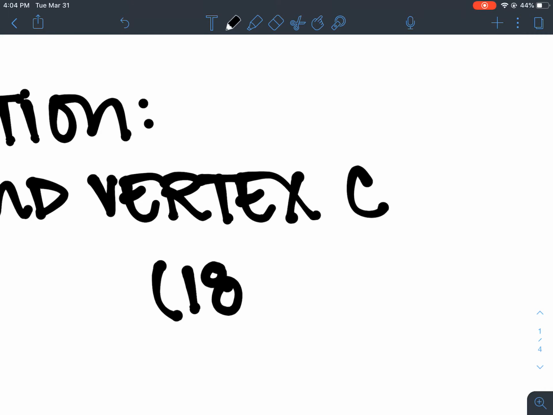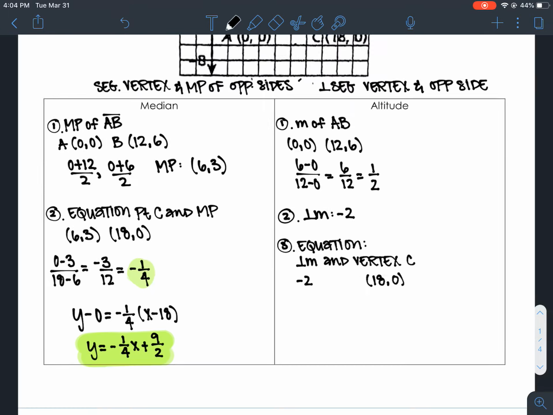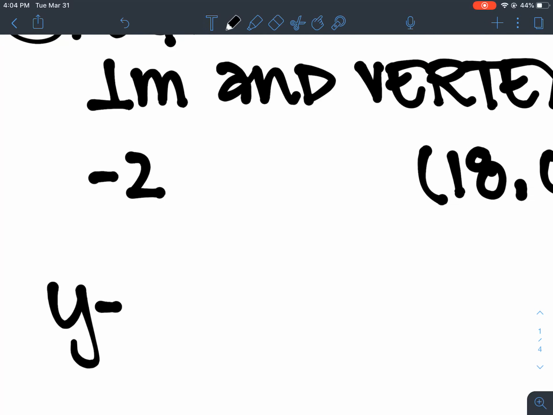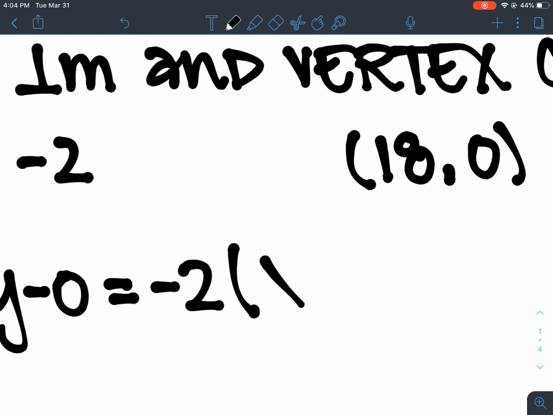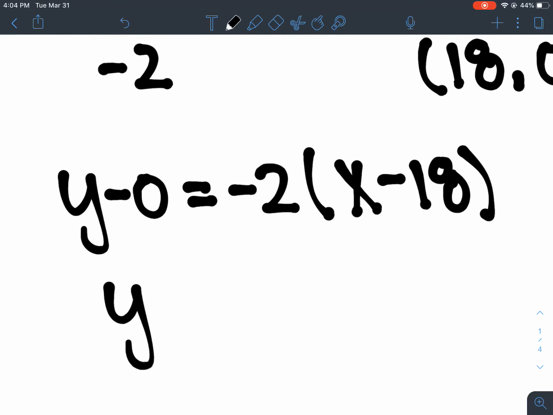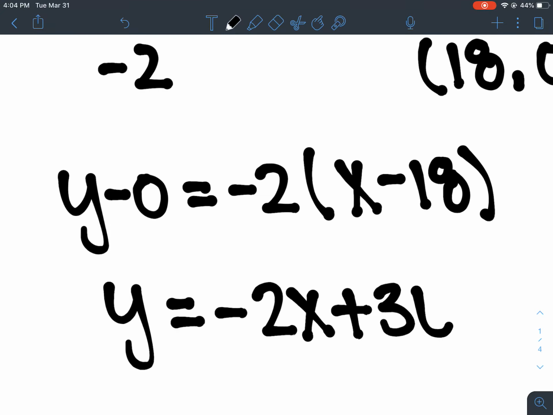I now need to plug those into point slope form. So I'm going to get y minus 0 equals -2 times x minus 18. Y minus 0 is y equals, and I'm going to distribute the -2 through, so -2x plus 36, and that's my final answer. Can't go any further than that.